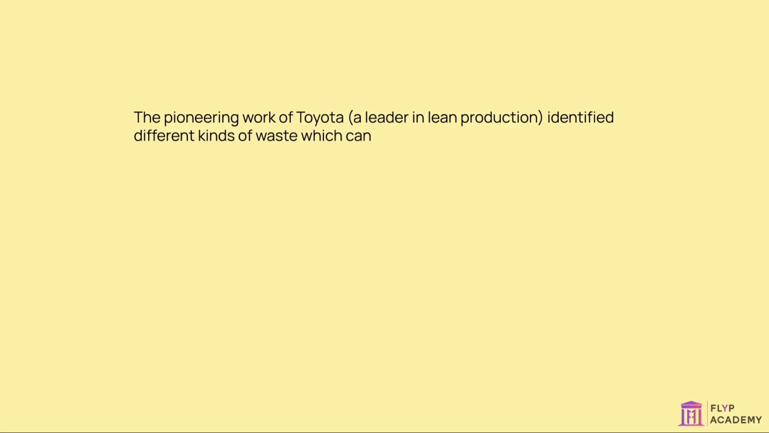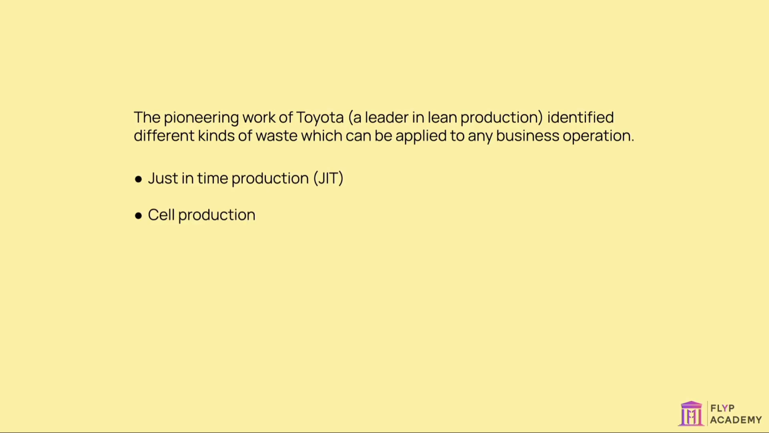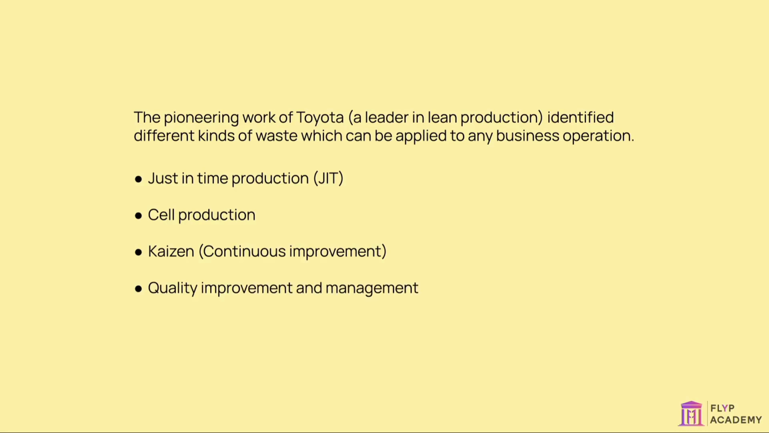The pioneering work of Toyota, a leader in lean production, identified different kinds of waste which can be applied to any business operation. These are the key aspects of lean production that you should be aware of, which we will cover in our next lesson. Just-in-time production, JIT, cell production, Kaizen, continuous improvement, quality improvement and management.